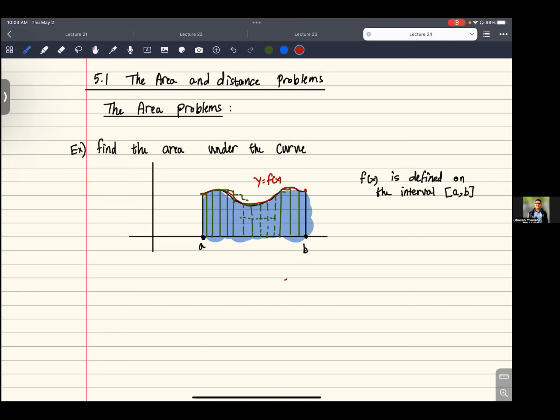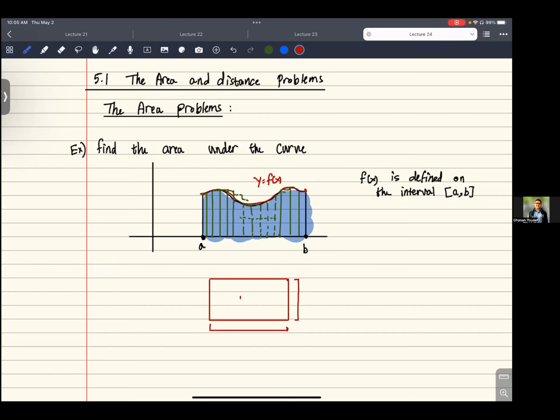Okay, what do you know about the area of rectangles? If I have a rectangle like this, what's the formula for the area of the rectangle? Length times width. Exactly, width times height. This is the height, for example, and this is the width.